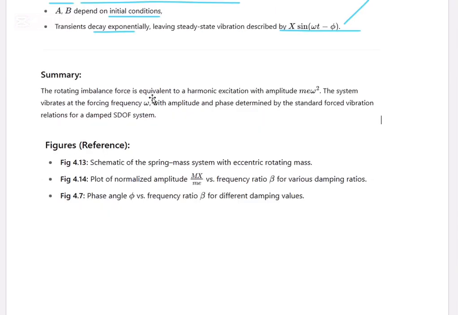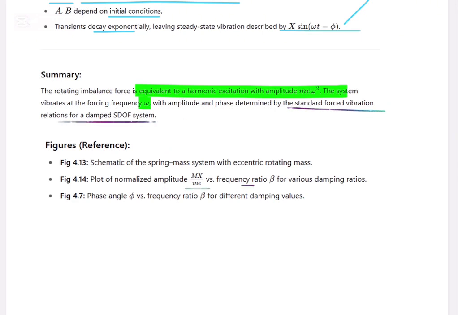So the rotating imbalance force is equivalent to harmonic excitation, m e omega squared. The system vibrates at the forcing frequency. Amplitude and phase are determined by the standard forced vibration relations of a damped system. So we can see some plots of amplitude and phase angle versus frequency ratio.